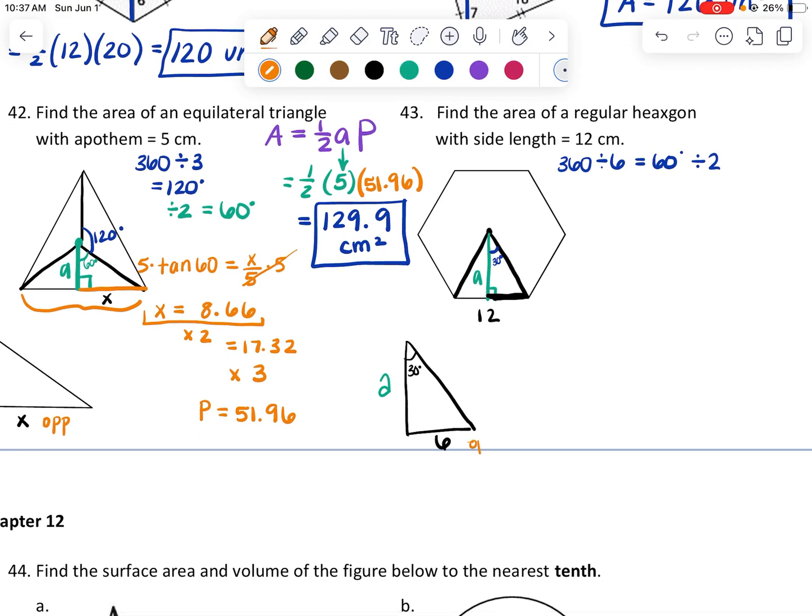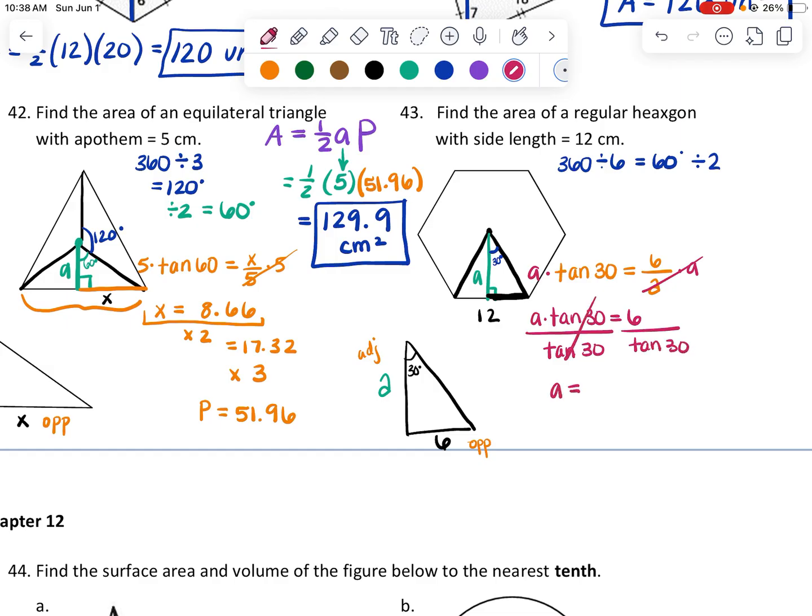So I'm doing the same thing. I have opposite and adjacent, and so I'm going to use tangent. So tangent of 30 is equal to 6 over A. And I need to multiply both sides by A. So A times tangent of 30 is equal to 6. And then we divide both sides by tangent of 30. And I get that my apothem, 6 divided by tangent of 30, is 10.39.